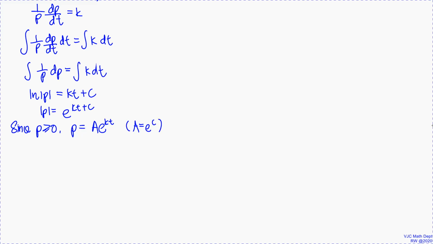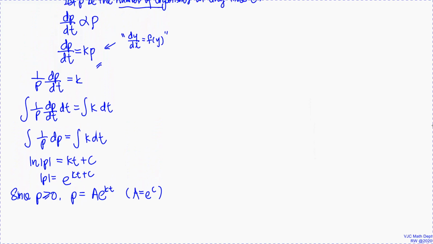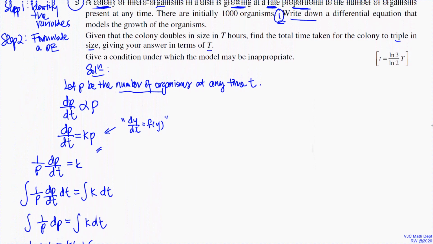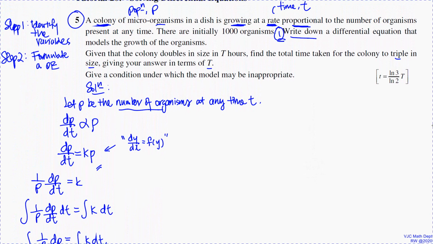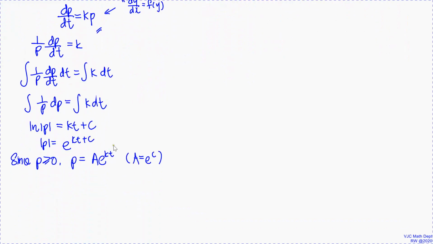Now, if c is any constant, e^c is just any constant. So I can rewrite it as P equals Ae^(kt). So now A is another constant. Look, what does the question want? After I have found P in terms of time t, small t, now they want you to find the total time taken for the colony to triple in size. That means initially there's 1,000. What is the time when P is 3,000?